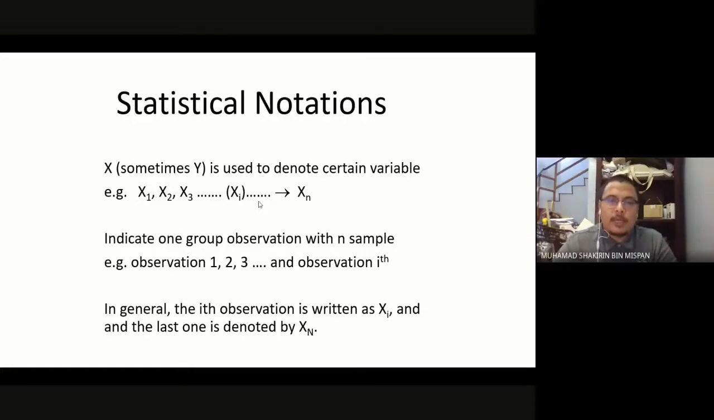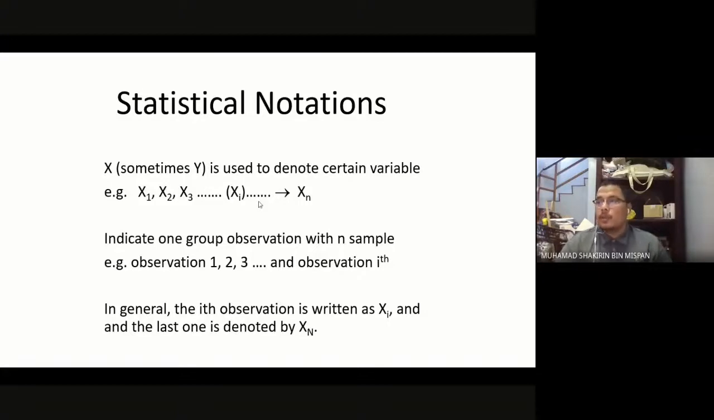One of the things that you need to understand also is that in statistics, they use a lot of notations. This is what we call the statistical notations. The most common letters that you use are X, Y, Z, and also L, M, N, something like that. So those are the notations that they use.